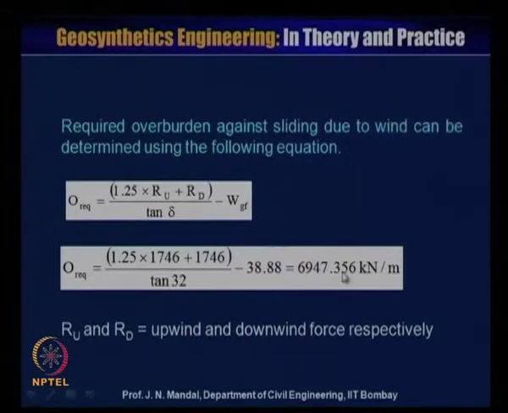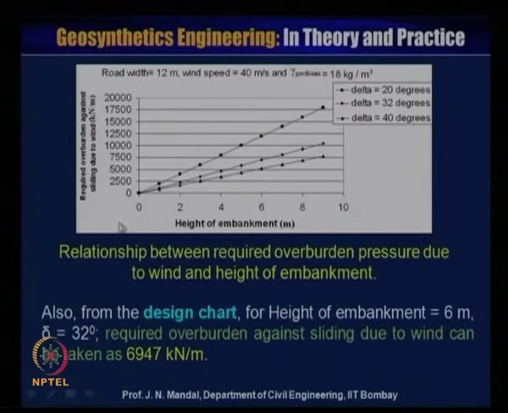So, you can see that we also calculated earlier the required overburden against sliding due to the wind, about 6947.356 kilonewton per meter, and from this design chart also you can calculate the required overburden against sliding due to wind, that is 6947 kilonewton per meter. Now, again we have to check O required.